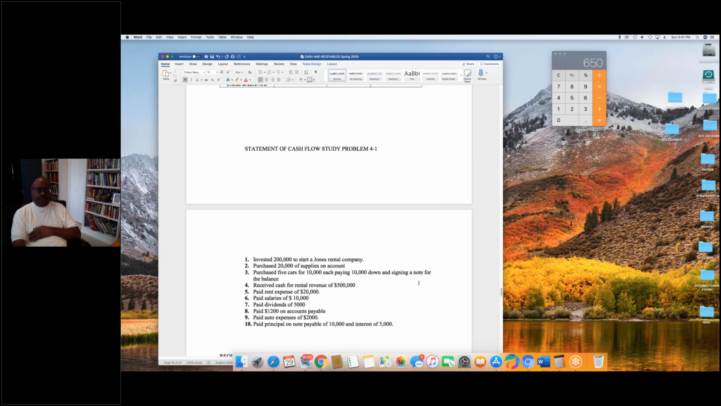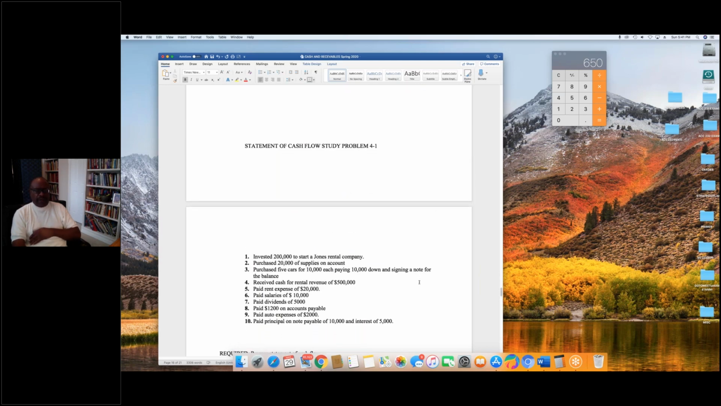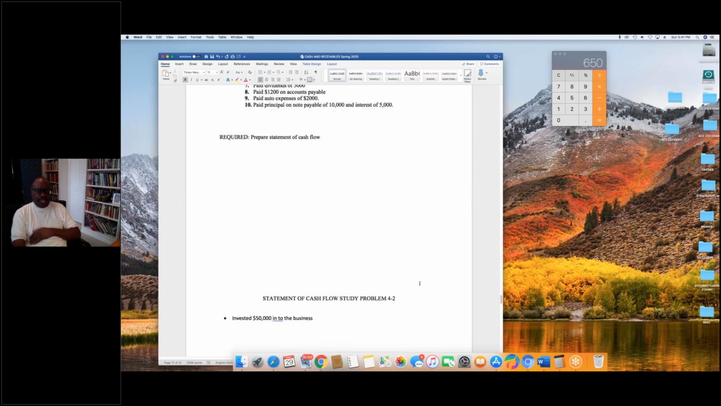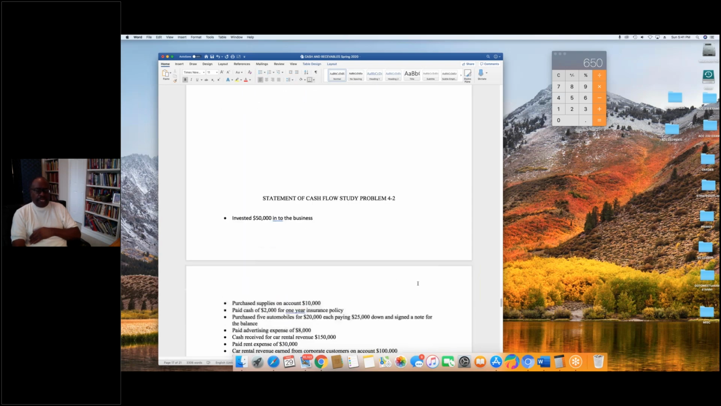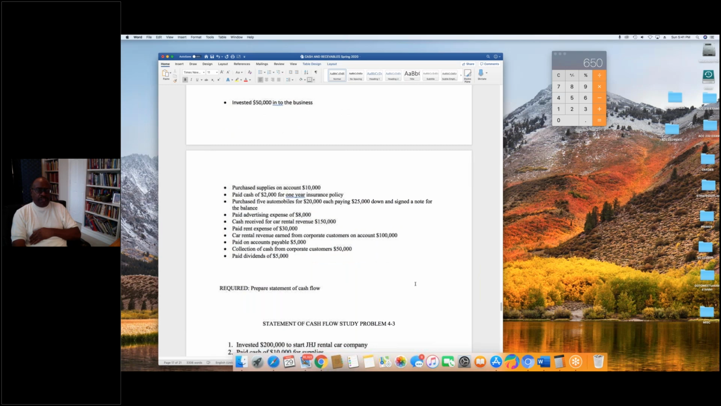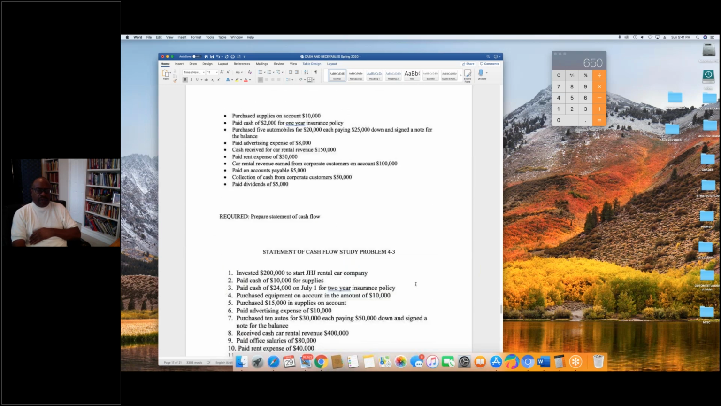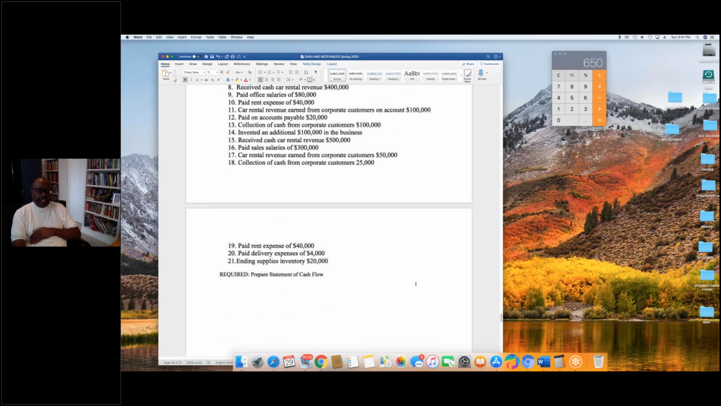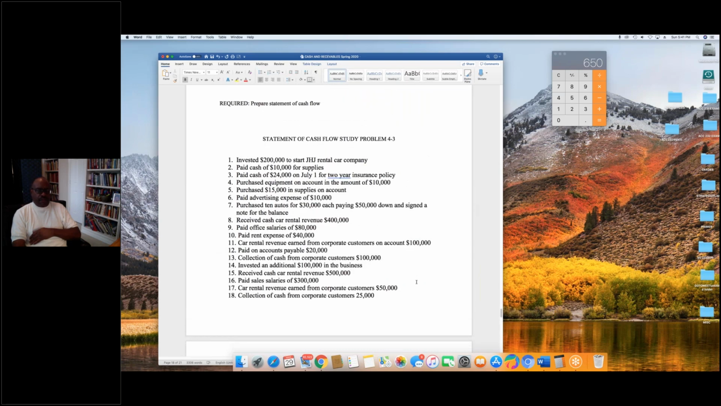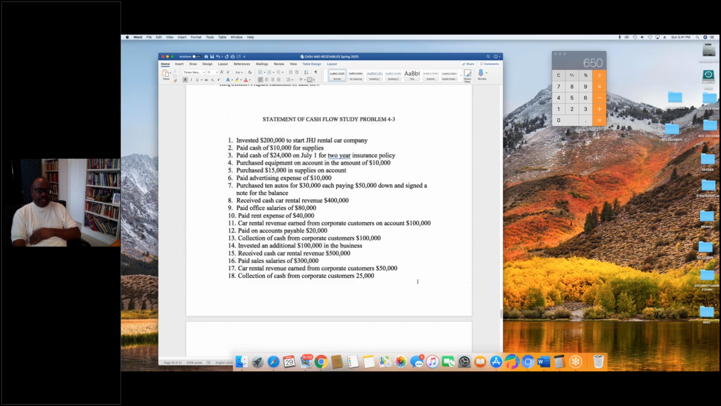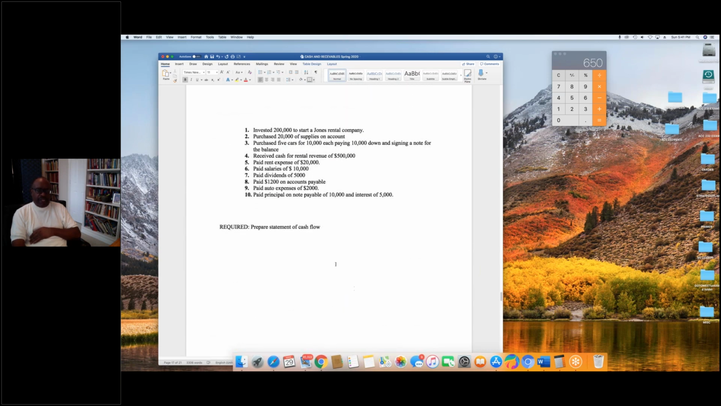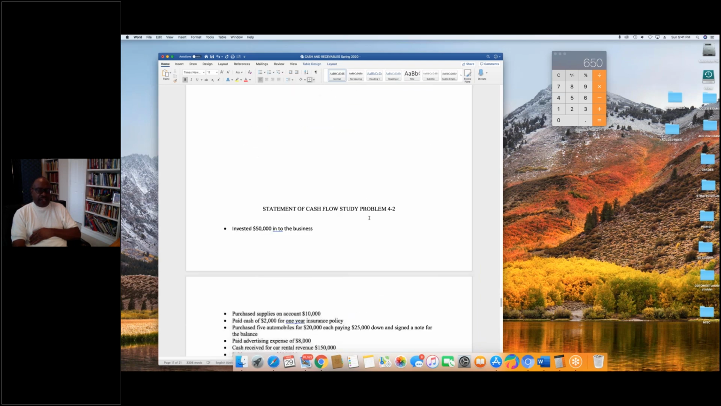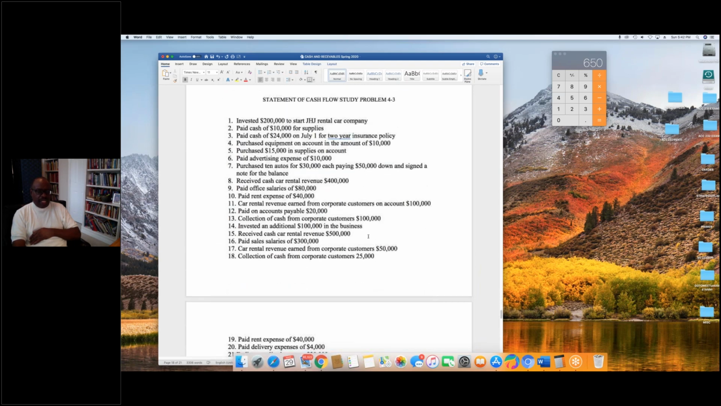So here's a problem for you to work here. Statement of cash flow for 1. So work on that statement. And then here's 4.2. Work on that one. And then for the A students, you got 4.3. So when we test next examination, some students will have 10 transactions and others will have 20.